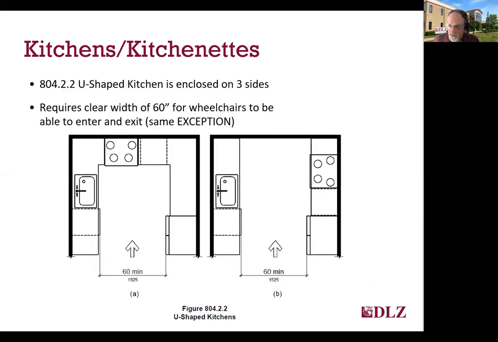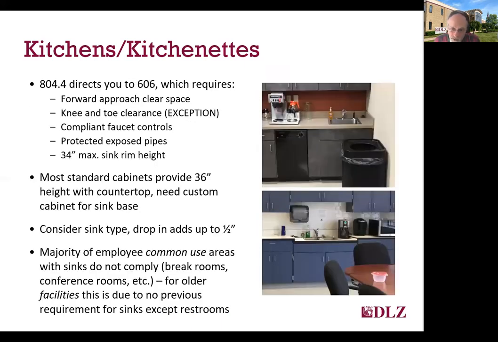U-shaped kitchens are enclosed on 3 sides and require a 60-inch clear width. Again, that's that turning space for a wheelchair user. The graphics here have both a sink and a cooking device, but that exception does apply if there's not a cooking device. So it would technically only require a 36-inch width. But again, a wheelchair user would never be able to get in there, use that, and be able to turn and get out. So consider exceeding it and providing the 60 inches regardless of whether there's a cooking device or not.